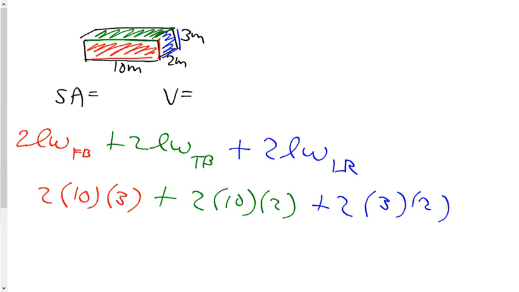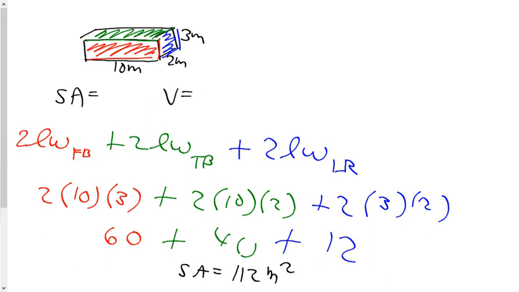So once I simplify it, I do my multiplications. 2 times 10 times 3 is 60. I should use red for those of you who are OCD. 60. Plus 2 times 10 times 2 is 40. Plus 2 times 3 times 2 is 12. Once you add that up, you will see your surface area. I should use black because everybody's going to be up in arms. Your total surface area is 112 square meters on that rectangular prism.